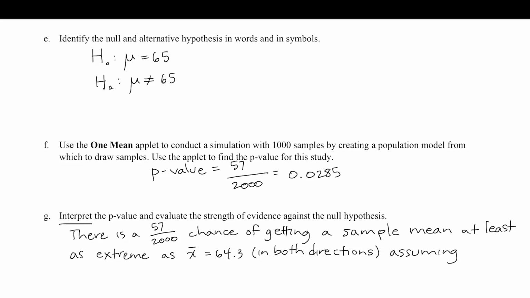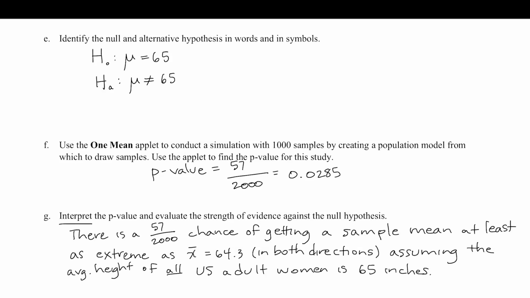Assuming the null hypothesis is true, but I don't want to write it that way. I want to write it in context, assuming the average height of all U.S. women, the whole population, is actually 65 inches. So that's the interpretation of the p-value.